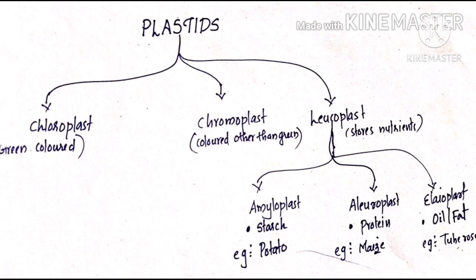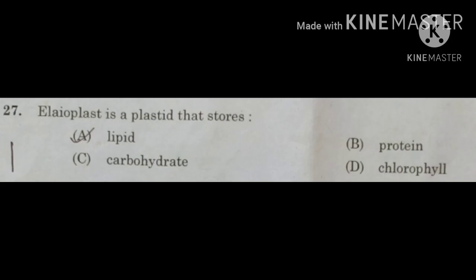So the correct answer for this question is option A, lipid. You know that eleoplasts are a type of leucoplast which stores either fat or oil. Both fat and oil come under the category lipid. Hence the answer is option A, lipid.